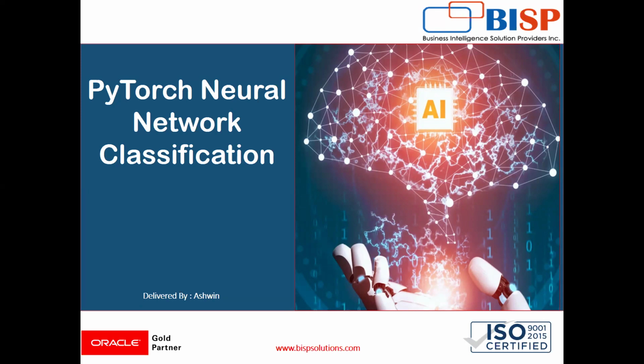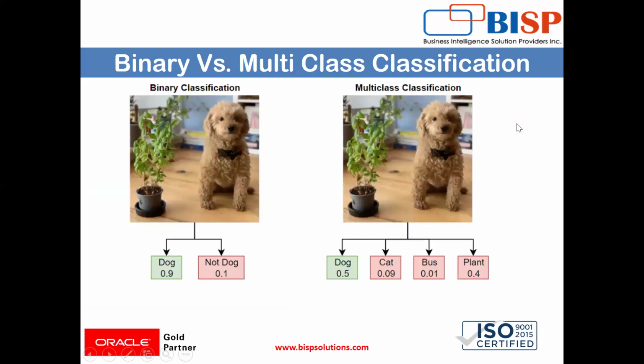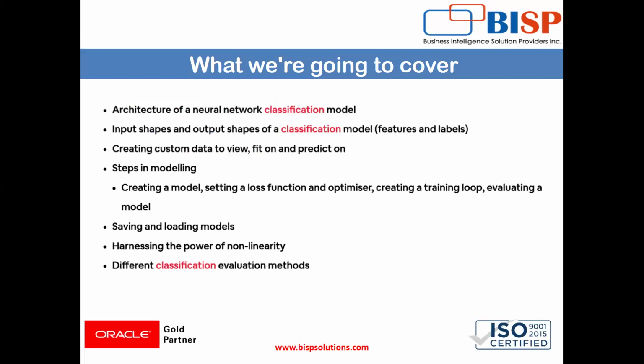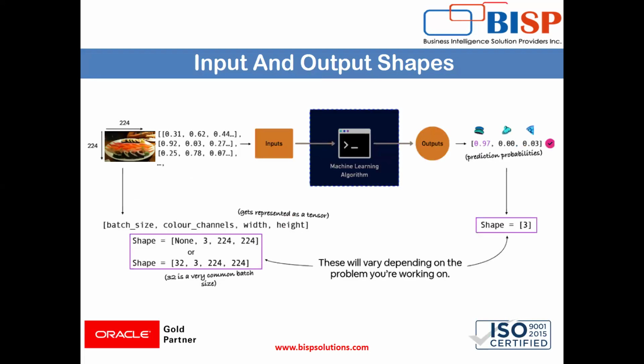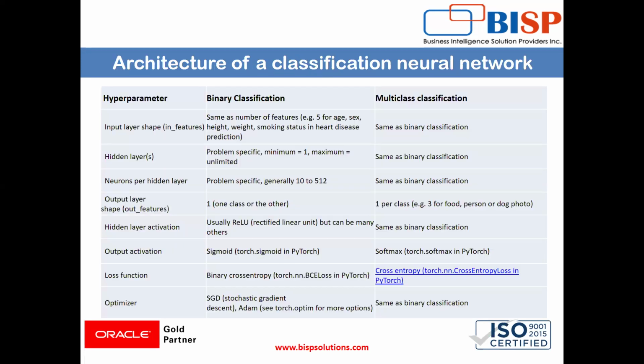Now this is our second video in the neural network classification series. In our last video we learned about this classification problem: binary classification and multi-class classification, and how the input is taken, converted to a tensor, and then converted again to the output, right?